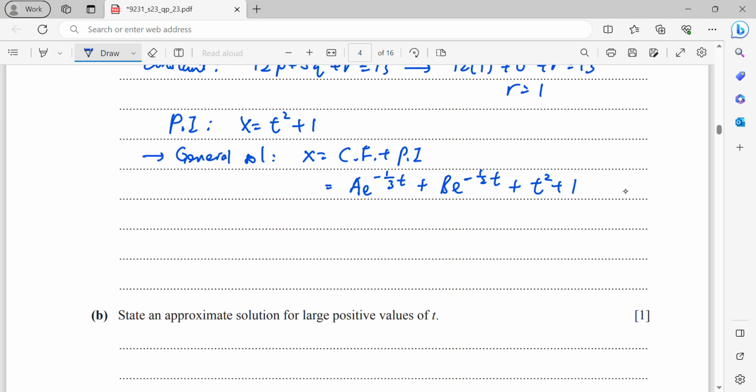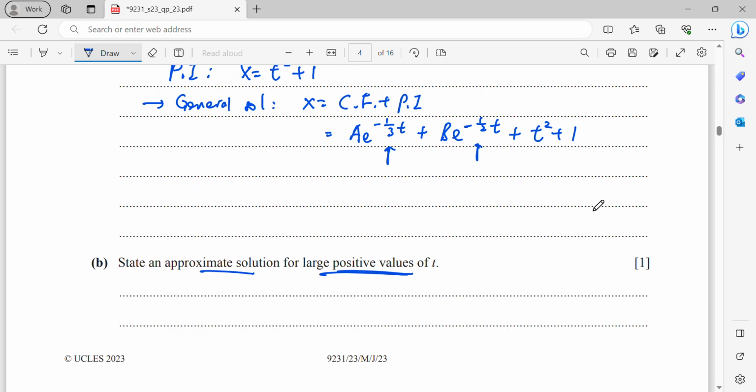Now part b states to find an approximate solution for large positive values of t. Because we have exponential negative t here, right? So when t tends to infinity, e to the negative half t will tend to 0, and the same goes for e to the negative 1 over 3 t, which also tends to 0. Okay, so when both of these two terms tend to 0, that means your x will tend to the quadratic. Therefore, x approaches t squared plus 1.